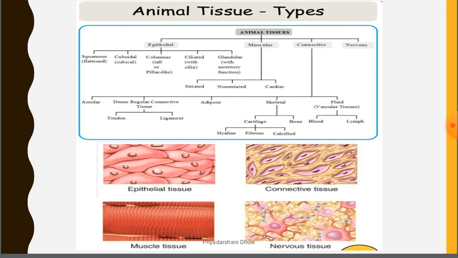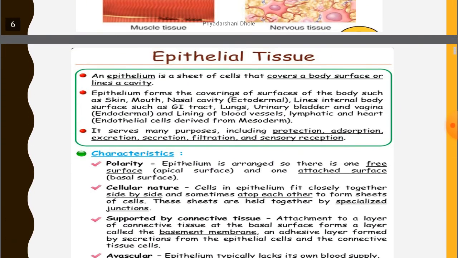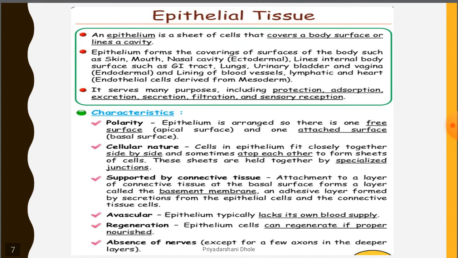These are some photographs or diagrams of the epithelial tissues, connective tissues, muscle tissues, and nervous tissues. Now we can see them one by one. First one is the epithelial tissue. An epithelium is a sheet of cells that covers the body surface or lines a cavity. It forms the covering of the surface of the body, such as skin, mouth, and nasal cavity, which is ectodermal in origin, and lines the internal body surfaces, such as the gastrointestinal tract, lungs, urinary bladder and vagina, and the lining of blood vessels, lymphatics and heart.